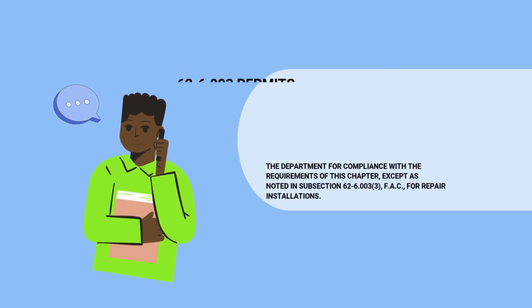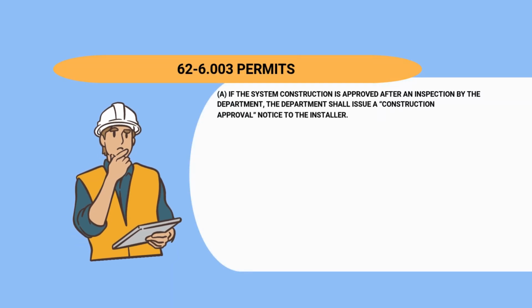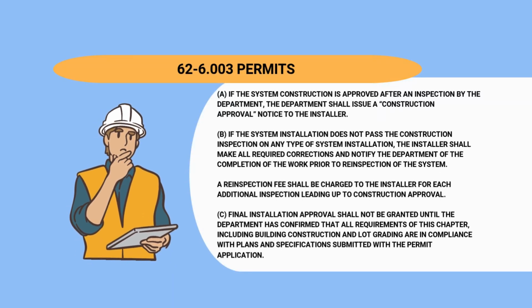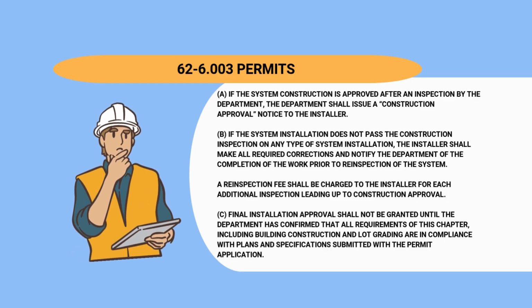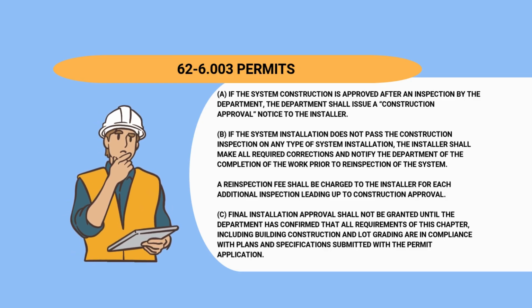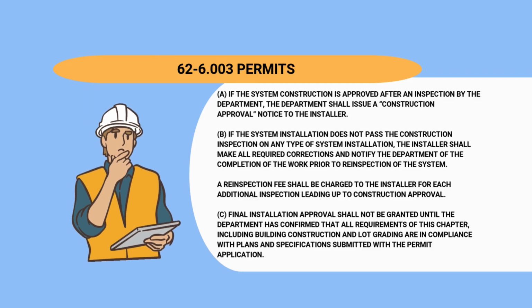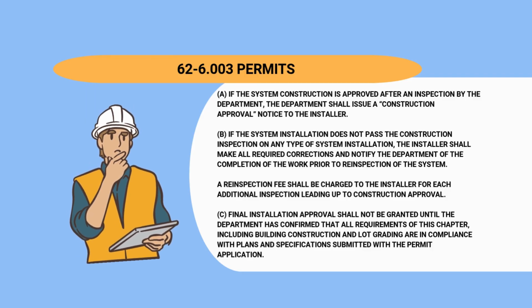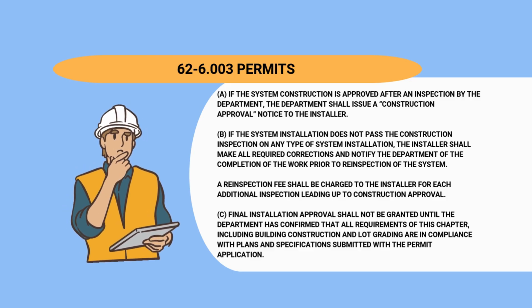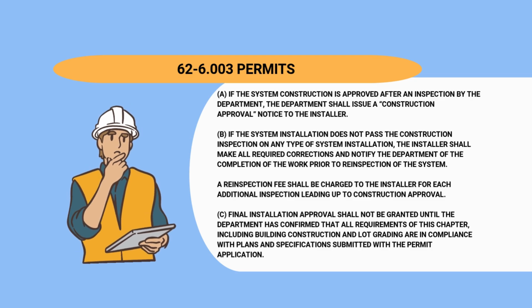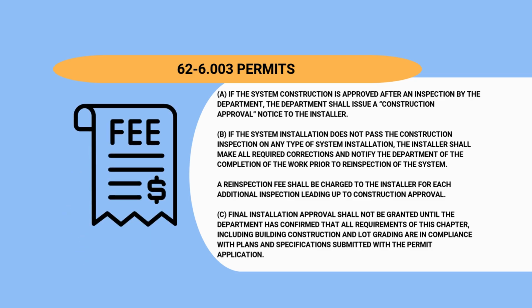A. If the system construction is approved after an inspection, the department shall issue a construction approval notice to the installer. B. If the system installation does not pass the construction inspection on any type of system installation, the installer shall make all required corrections and notify the department of the completion of the work prior to reinspection of the system. A reinspection fee shall be charged to the installer for each additional inspection leading up to construction approval.